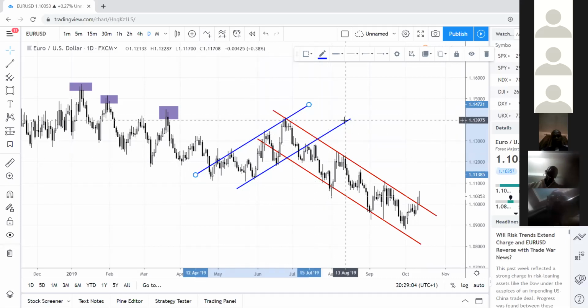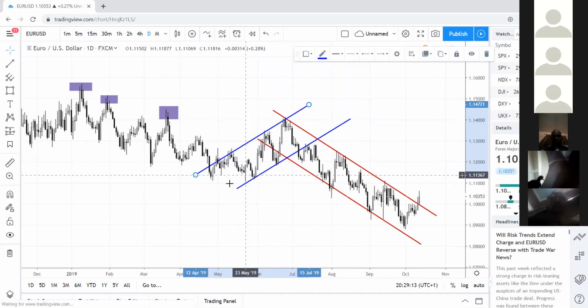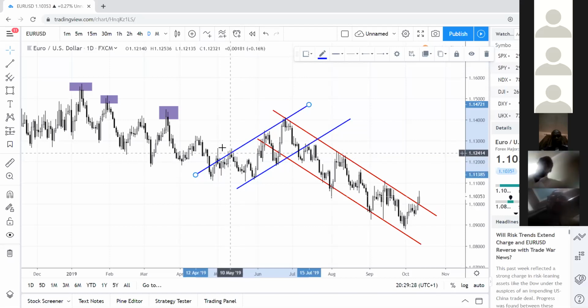When it broke this line, what happened? That means that it has changed direction from an uptrend. Now, how do you know an uptrend? How do you know a downtrend? The way you know an uptrend is by seeing what is called higher highs and higher lows. Higher highs, higher lows. This is a high. Look at this. This is a high.